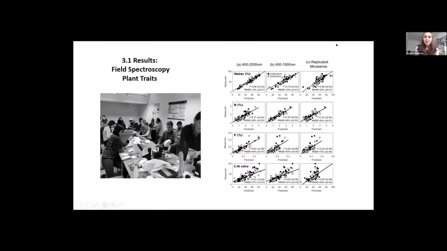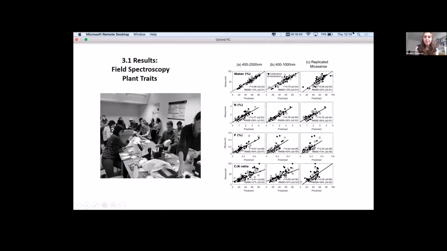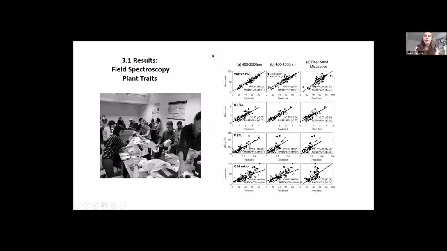And then with plant traits, we did the same thing. We use 70% of the spectral information to calibrate our machine learning models, and then use those calibrated models to predict the unseen 30% of the plant trait information. And we got R-squared values ranging from 0.88 for predicting water content, 0.77 for nitrogen, and then a bit lower for phosphorus and for our C-N ratios.